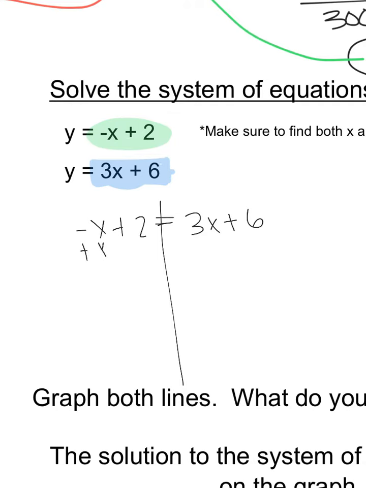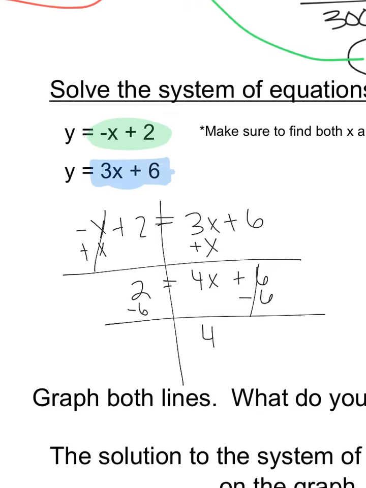I'll first add x on both sides. That cancels out. 3x plus another x is 4x, plus 6. To get the x by itself, undo the plus 6 by minusing 6. So 4x equals 2 minus 6, which is negative 4. Then to get the x by itself, undo the times 4 by dividing by 4. Negative 4 divided by 4 is negative 1. So our x equals negative 1.